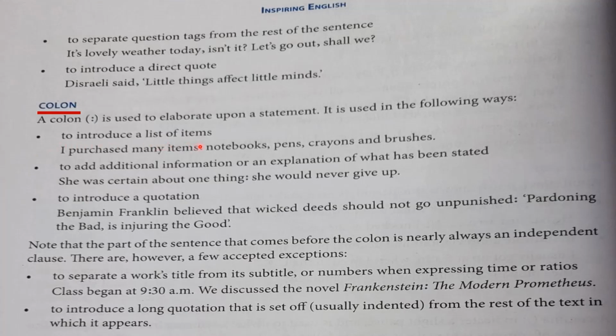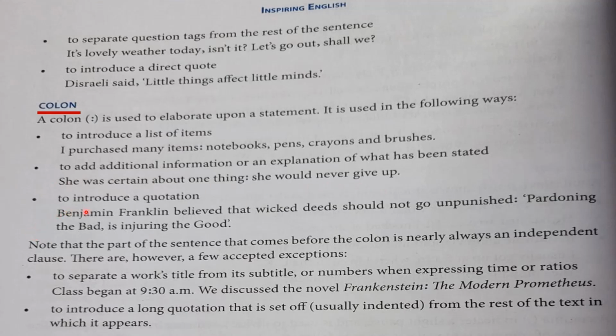To introduce a list of items: I purchased many items, say colon, notebooks, pens, crayons and brushes. This is the list of items, and before the list of items you have to put the colon. Next, to add additional information or an explanation of what has been stated. Example, she was certain about one thing: she would never give up. Okay, so this is additional information.